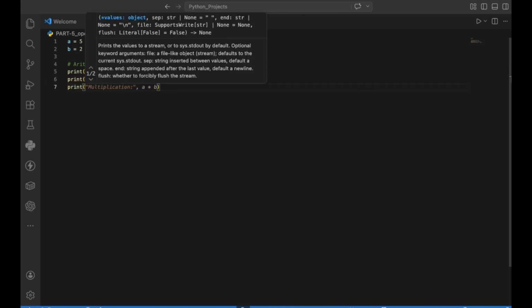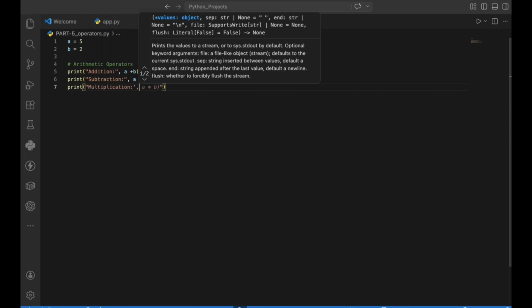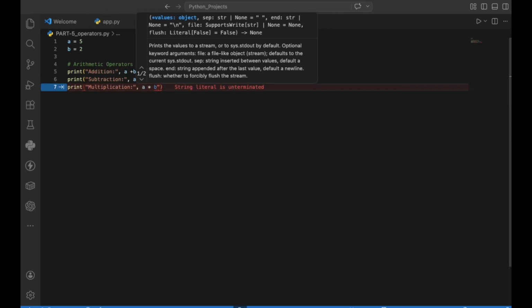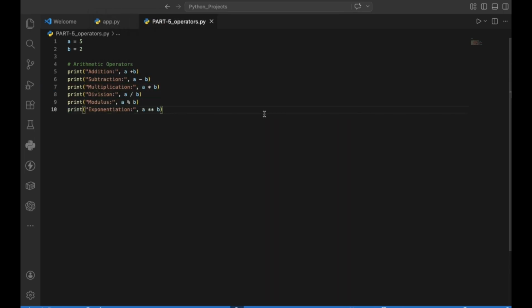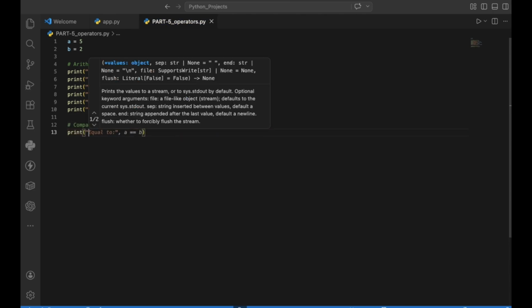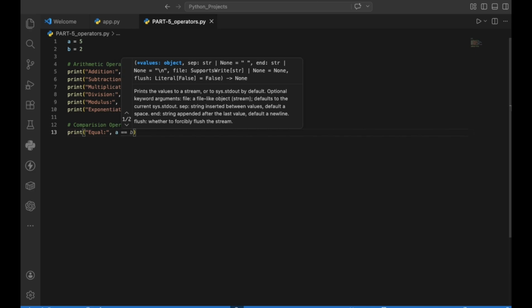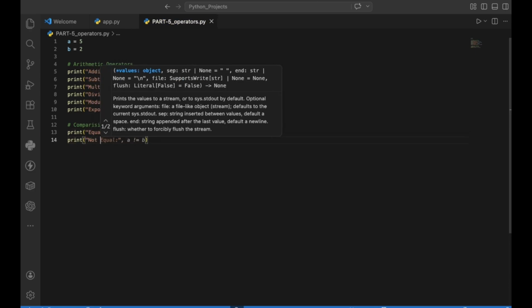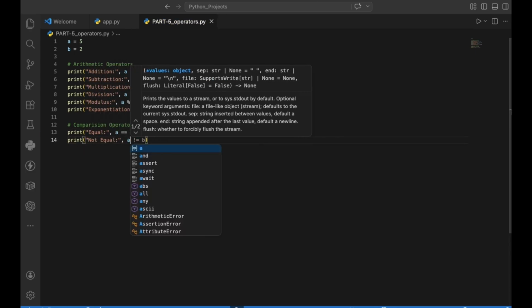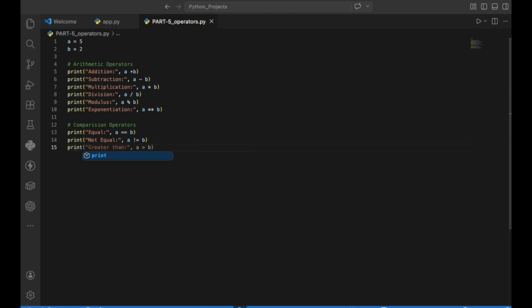Next, comparison operators. These operators are used to compare two values, and they always return a boolean result, either true or false. For example, A equal B is false, A not equal B is true, A greater than B is true, A less than B is false.